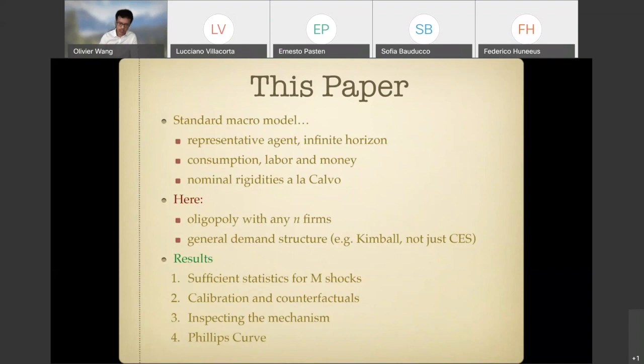So concentration is changing properties of demand like elasticities, or higher order properties like super elasticities, the elasticity of the elasticity, in a way that amplifies monetary policy. Now there are a few other things going on, but that's going to be the main driver.